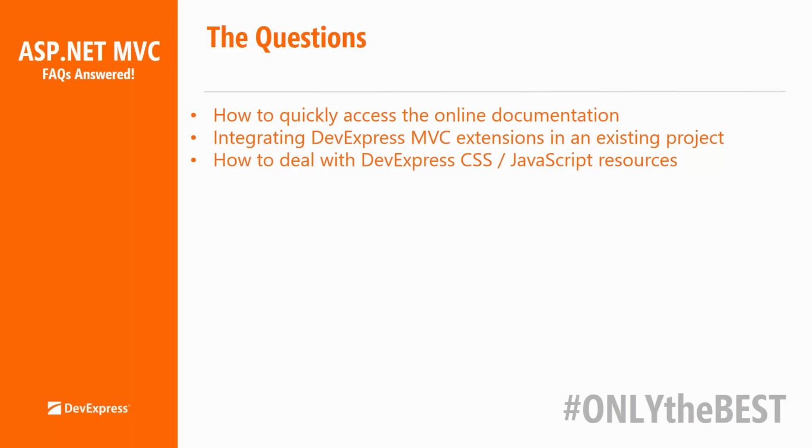In that case, you need to know how to get that going. That also brings the next bullet into the equation: how do we deal with DevExpress CSS and JavaScript resources? The DevExpress MVC extensions are very much client side. They have a really rich client experience, and that is done by using CSS for the styling and JavaScript for all the functionality. People struggle with it now and then, and I'm going to talk about how you can deal with that.